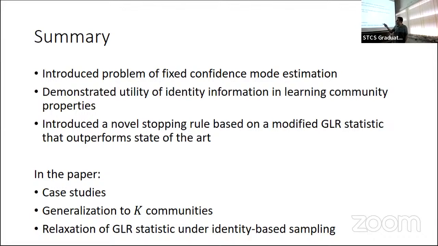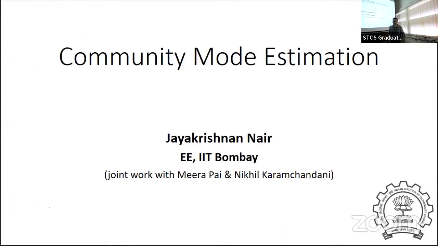Right? In the paper, if you're interested, you can find a bunch of numerical case studies where this bump is actually illustrated. How do you go from 2 communities to K communities? If there are questions, I'm happy to answer, but that is also somewhat straightforward that we talk about in the paper. And the details of this relaxation and how we are able to show that it still continues to give the relevant guarantees, that can also be found in the paper. So I'm happy to take questions.